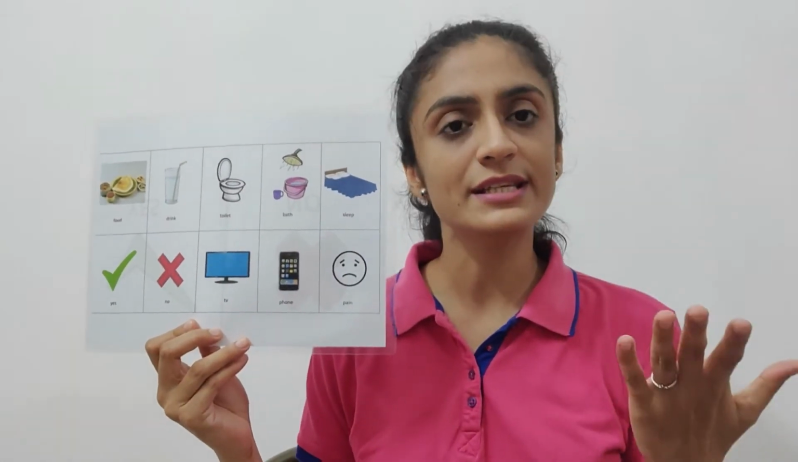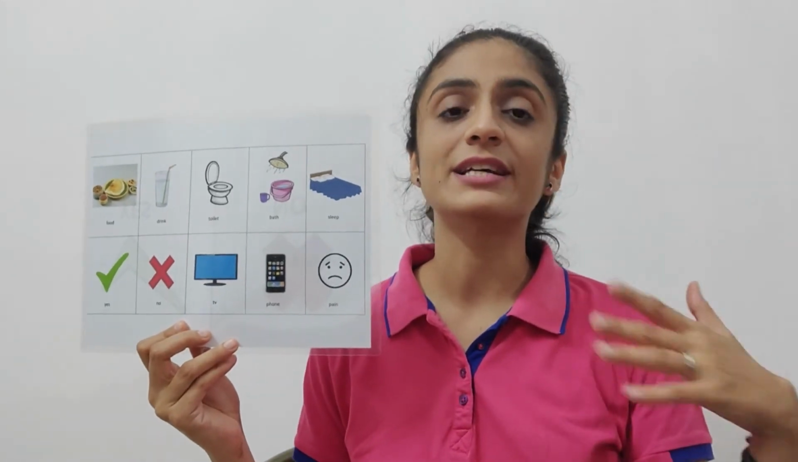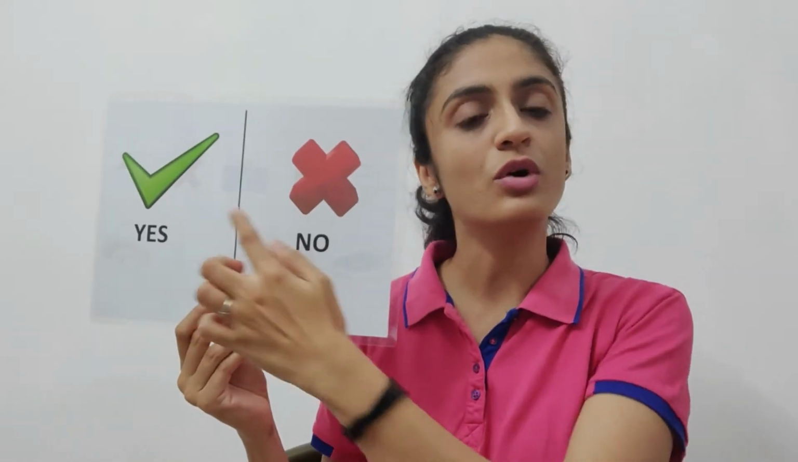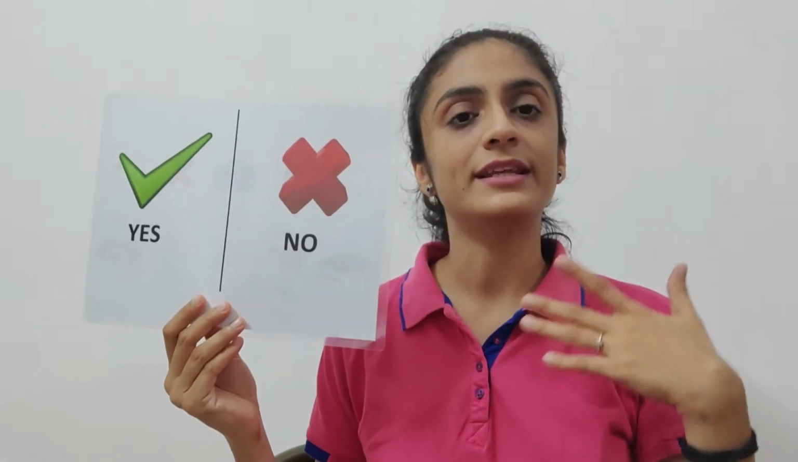And to make things easier for eye movements, you can have a simpler chart that looks something like this. That way, they only have two options that they need to choose from, and then they can show you what they want.